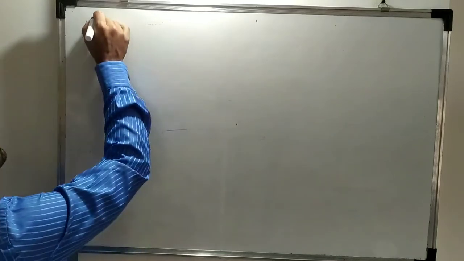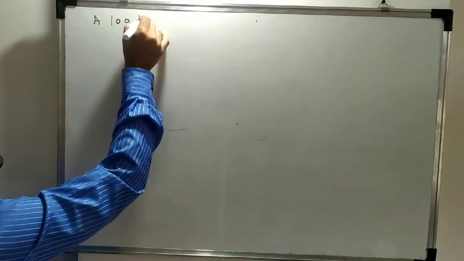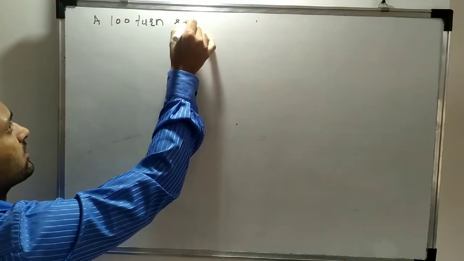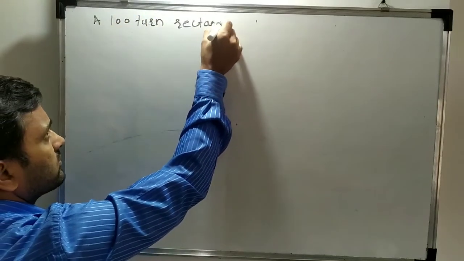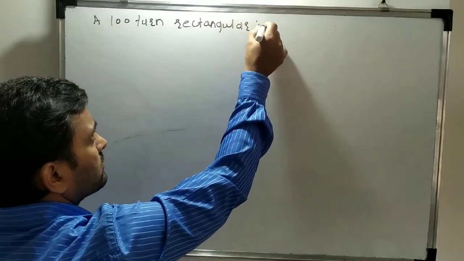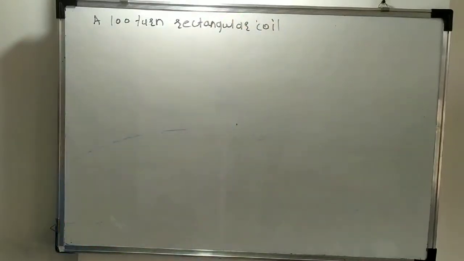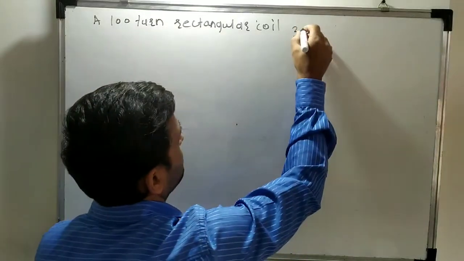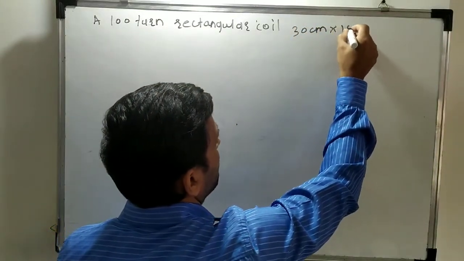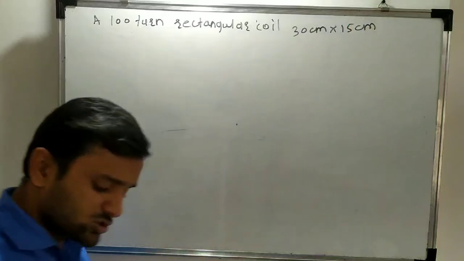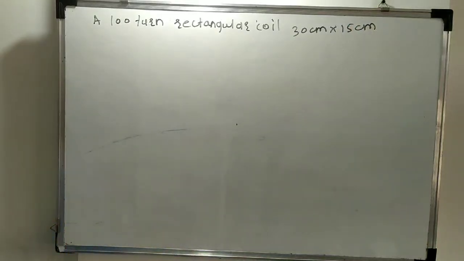Okay, now we go for the next video. 100 turns of rectangular coil. So we have one coil which has 100 turns, is 30 centimeter by 15 centimeter. So the length and the breadth, or we can call it the area, is given.